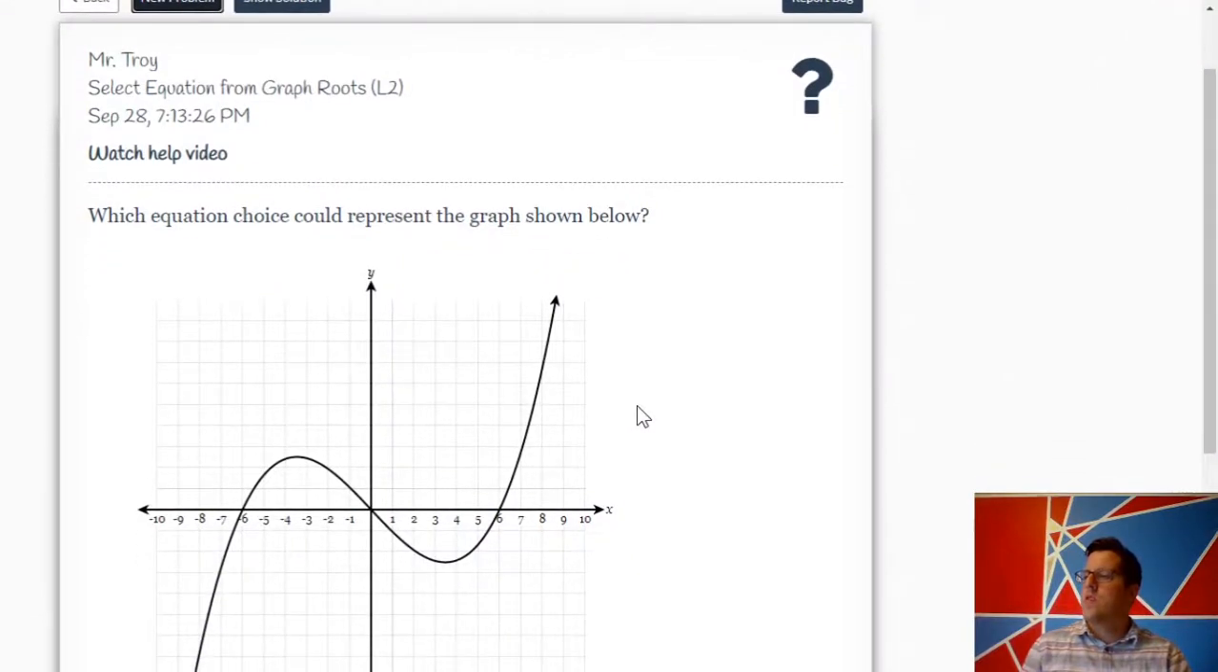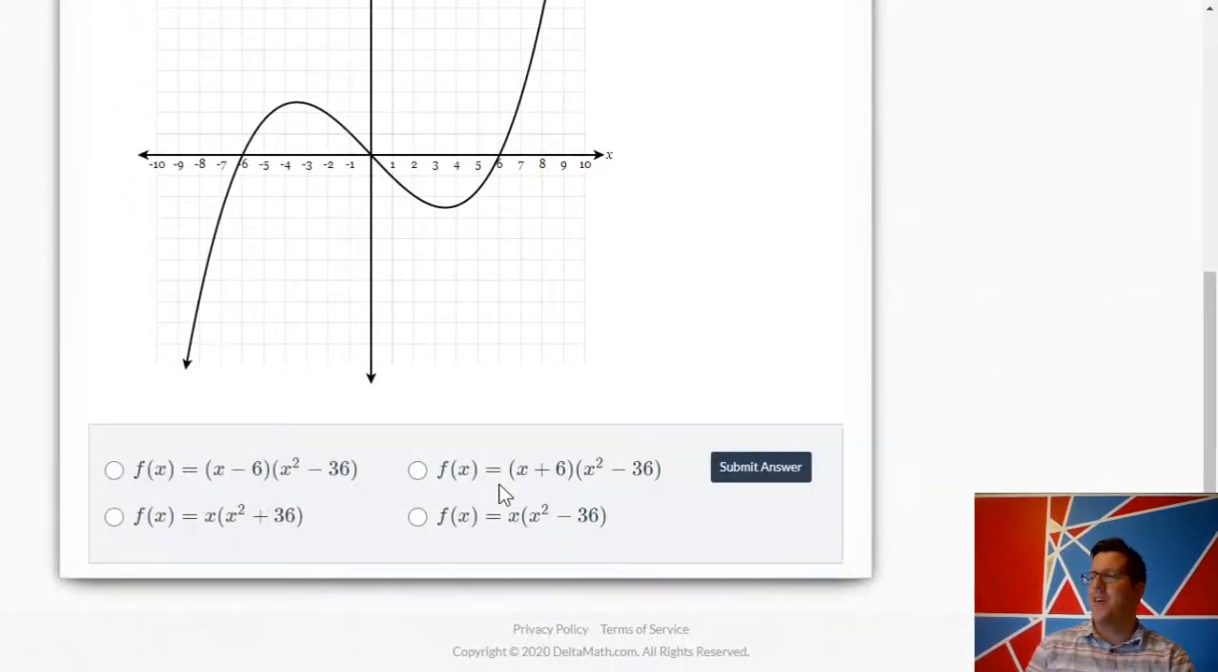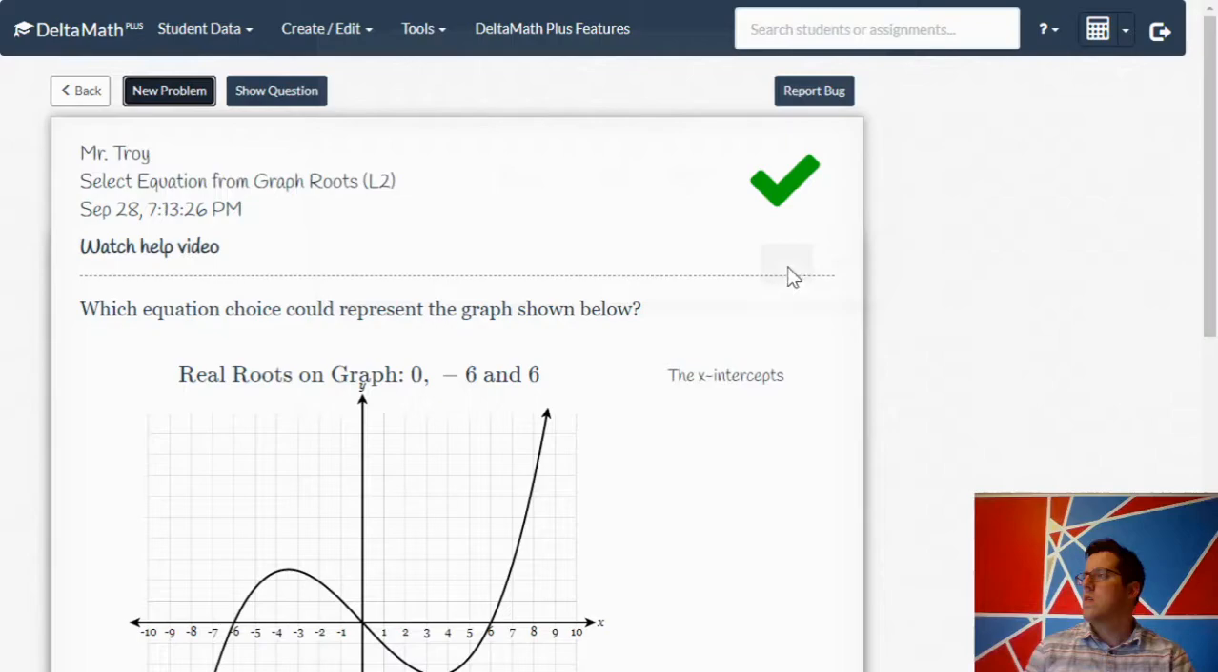Okay, which equation? So this is very similar. I've got an x plus 6 and an x minus 6. Okay, I get it. So I want this one, I think. So it's got a 0 at 0. So that's either of the two bottom ones. And then it has to have an x plus 6 and an x minus 6, which would make x squared minus 36. X squared plus 36 wouldn't have any real zeros. All right.